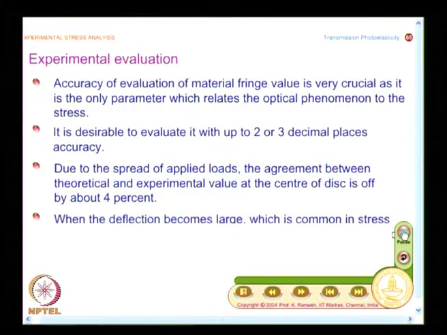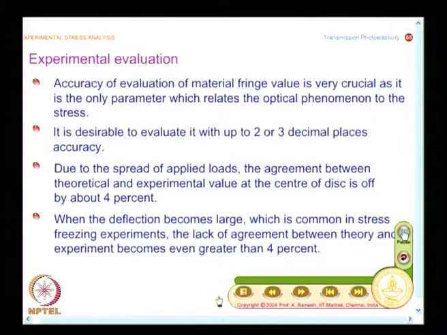And this I have said earlier, I have also emphasized many times, F sigma has to be evaluated with desirable accuracy, and I want to have 2 to 3 decimal places accuracy. And I have also mentioned, particularly in the case of stress freezing, due to spread of applied loads, the agreement between the theoretical and experimental value at the center of the disk is off by about 4%.